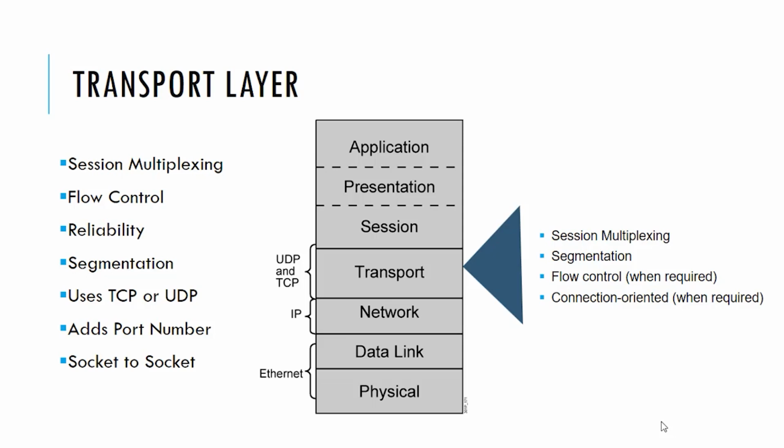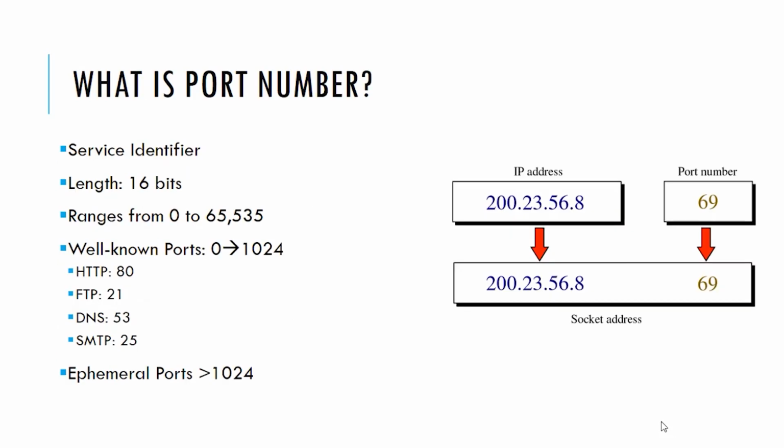It's responsible for reliability if needed, for loss detection and error recovery end to end. It's responsible for dividing data into segments and adding the port number, which is a very important identifier to identify the type of service requested from the client to the server or from the source to the destination. It is responsible for the communication socket to socket, and let's see what a socket is. The socket is a combination, as we can see in the diagram, between the IP address that we have talked about and the port number that we need to talk about now.